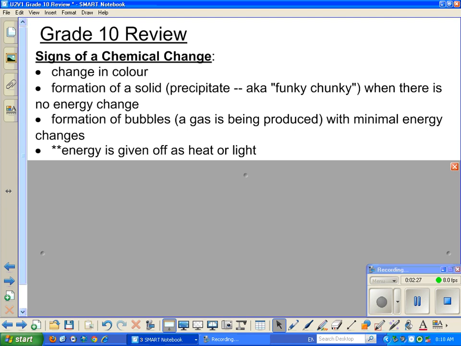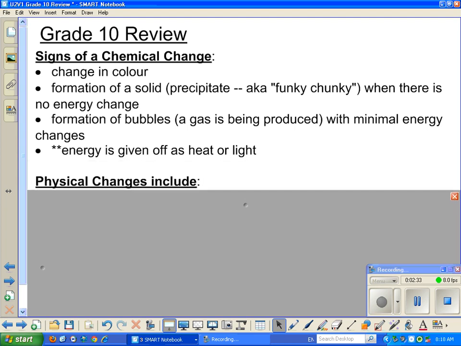We do have to be careful with this one though, because energy changes are actually a crucial part of what physical changes are as well. So chemical changes often have to have one of the first three, and the fourth one can be in conjunction with those first three. But the fourth one, just in and of itself, you have to be a little bit cautious of.